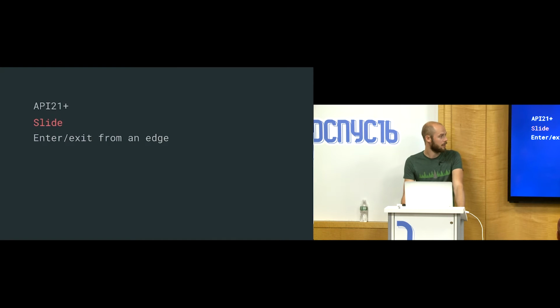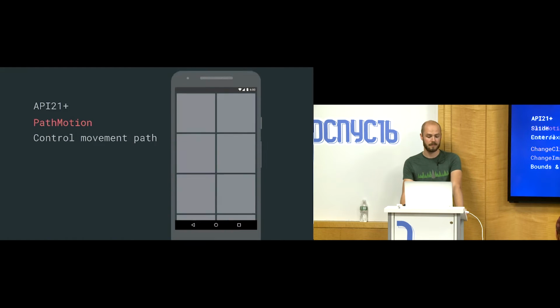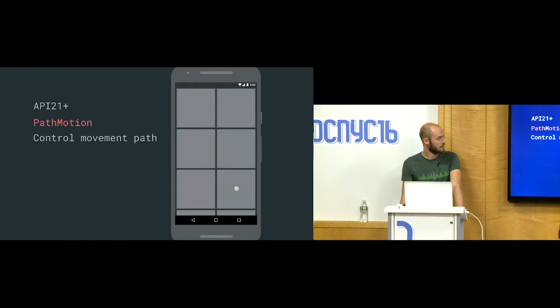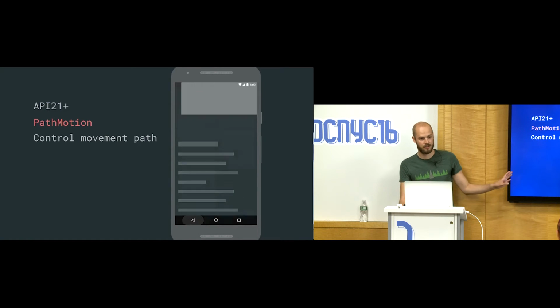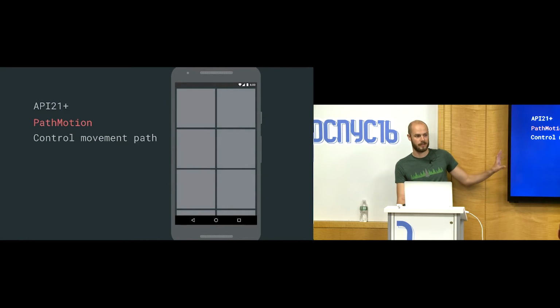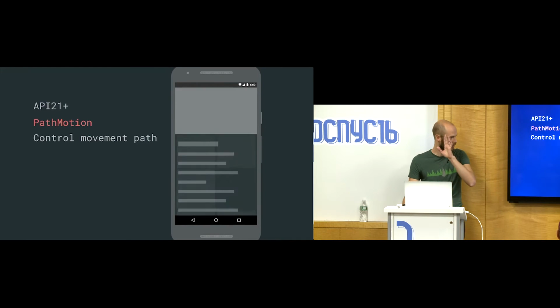So in Lollipop, there were more transitions being added. There was a slide which allows you to enter and exit views from either side of the view by passing it a gravity attribute. Also, transitions for clipping and image transformation were added. One of the things that is very useful is path motion, which in this case is very exaggerated. Please don't, if it looks like this, you probably didn't do it correctly.